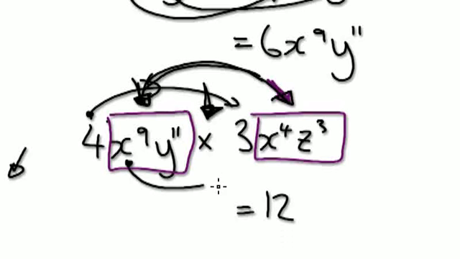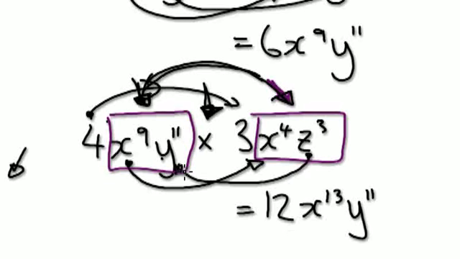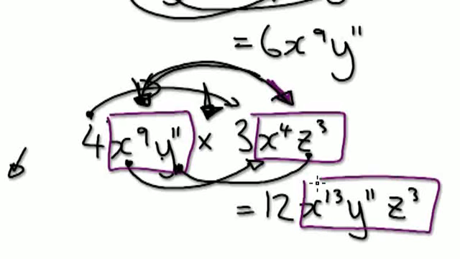Now x to the power of 9 times x to the power of 4 would be x to the power of 13. And then y, well, there's no y on the right hand side, so I'm just going to leave the y like this, y to the power of 11. And then z, well, there's no z on the left hand side, so I'm just going to leave it as z to the power of 3. So now this is a new entity.